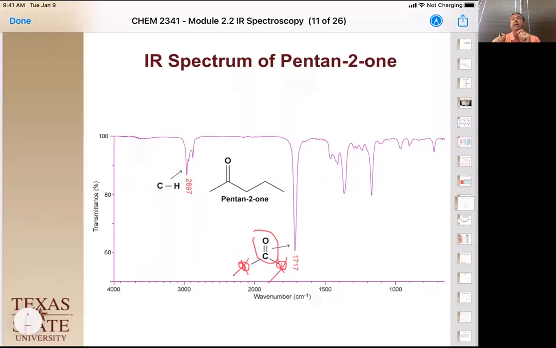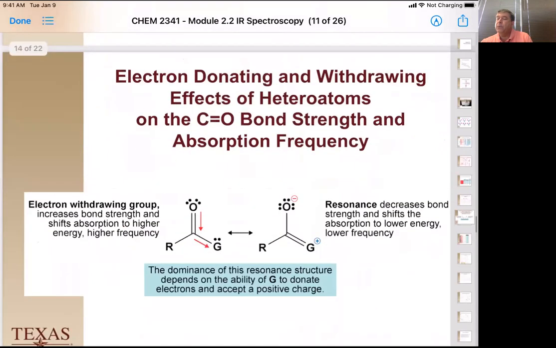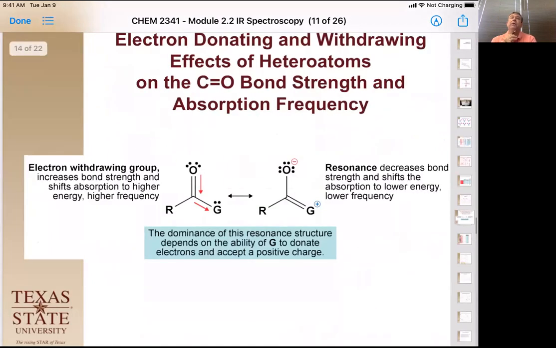Notice that this is a very strong bond, okay? This is a permanent dipole moment, meaning it's already polarized. It will always absorb strongly in this range between about 1650 and about 1820. That is where you're going to find all of your carbonyls, and they are all strong intensity. Notice we also have our carbon-carbon bonds way over here. But let's move on. So I said that carbonyl moves around.